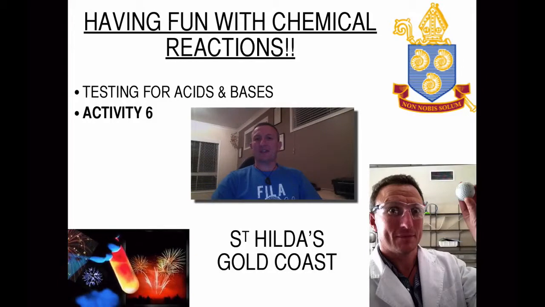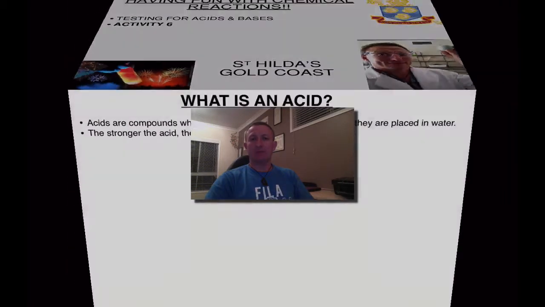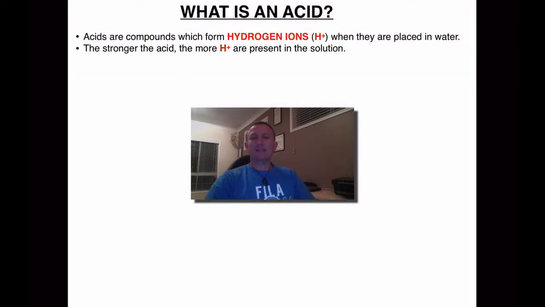Activity 6 of having fun with chemical reactions. In this section we're going to look at how we test for acids and bases. But before we go on to the testing, let's firstly find out what acids and bases really are. Now an acid is basically a substance which contains a large quantity of hydrogen ions, or H+ ions.